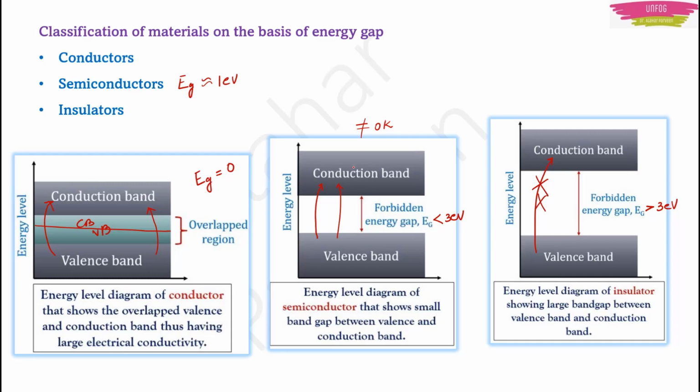Now, the best examples for semiconductors are germanium and silicon, right? Usually they ask the value of this energy band gap in these semiconductors. For germanium, it will be 0.7 eV, and for silicon, it will be around 1.1 eV. You have to remember the values. These are very common questions. They have been asked in the MCQs.